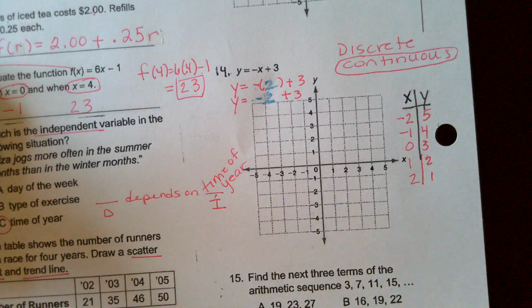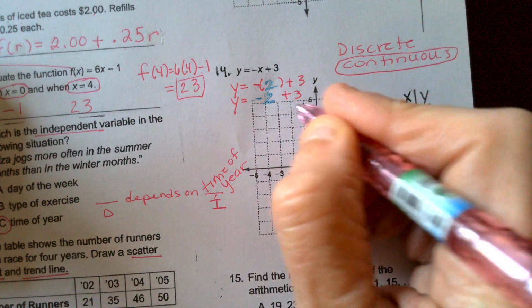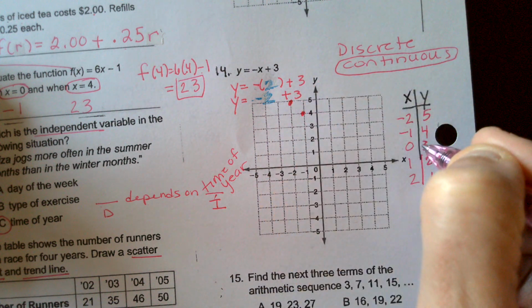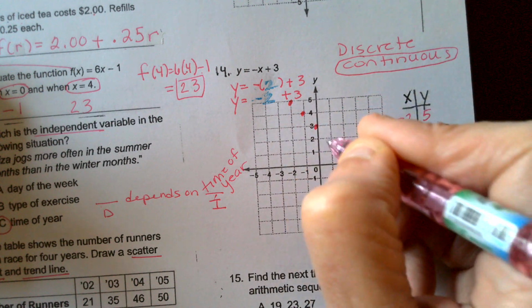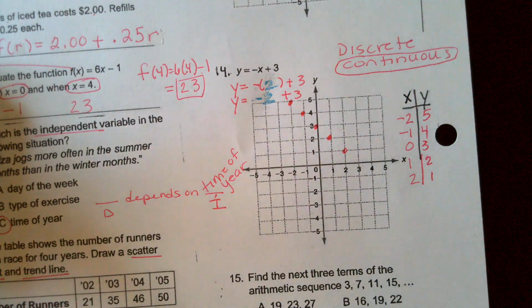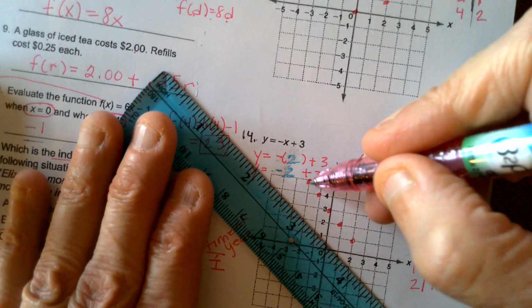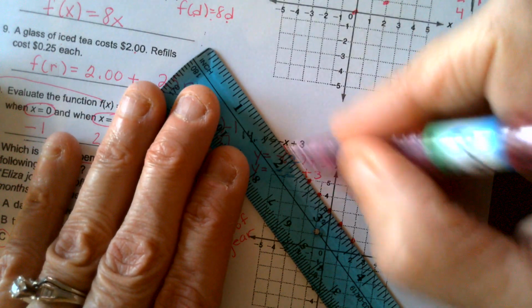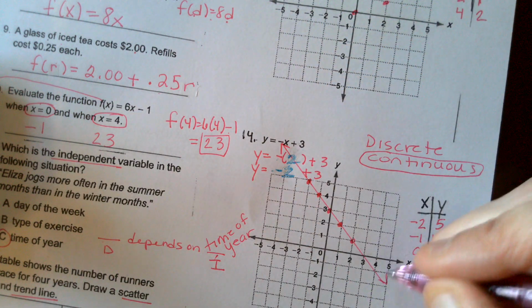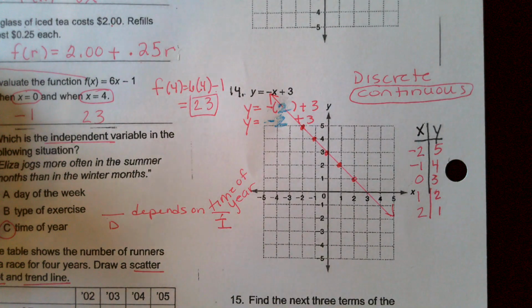So we're going to plot them. -2, 5 is up here. -1, 4 is right here. 0, 3 is right here. 1, 2 is right here. And 2, 1 is right here. Do I connect them? Absolutely. It's continuous, so it includes all the points on the line, not just these 5. And when you draw them, you're going to put the arrow on this end and this end to imply that it's all the points on that line going forever and ever.